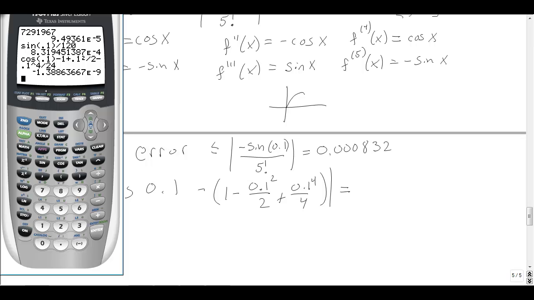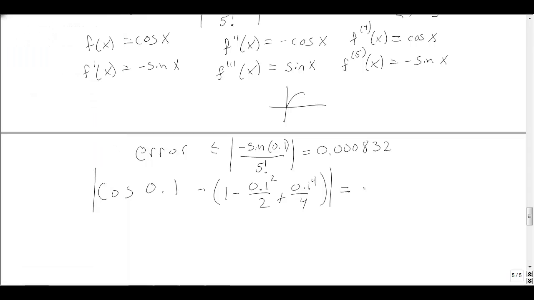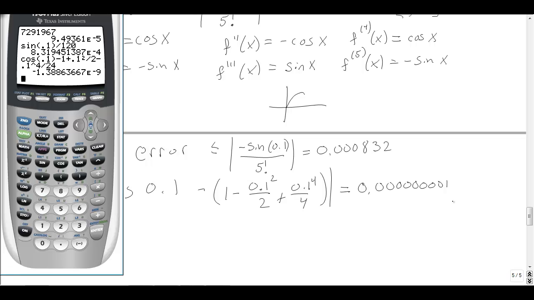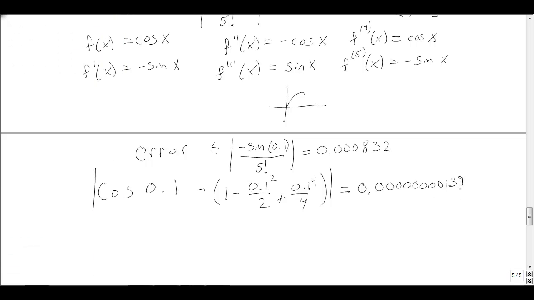That gives us an error. Note our actual error is something times 10 to the negative 9th here. So our actual error is 0.1, 2, 3, 4, 5, 6, 7, 8, and then we had a 1, maybe 3, 9. Actual error is much, much smaller. So we said we got an error of at most 0.000832. Actual error is a lot smaller here.